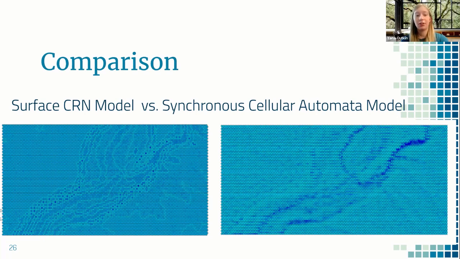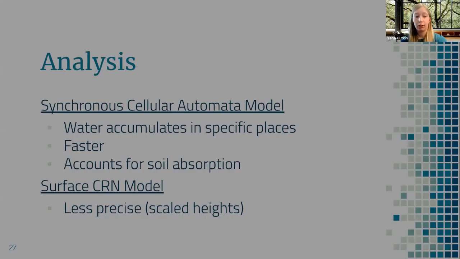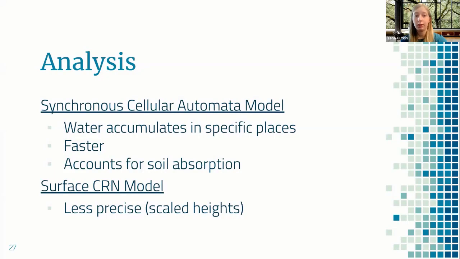The second approach, the synchronous cellular automata model, is more accurate and faster at predicting the specific places where water will accumulate, and this model is also able to account for soil absorption. The surface CRN model is less precise just due to its scaled heights.